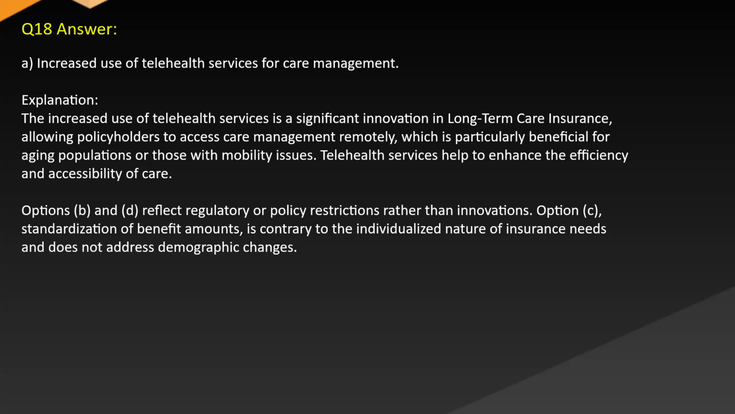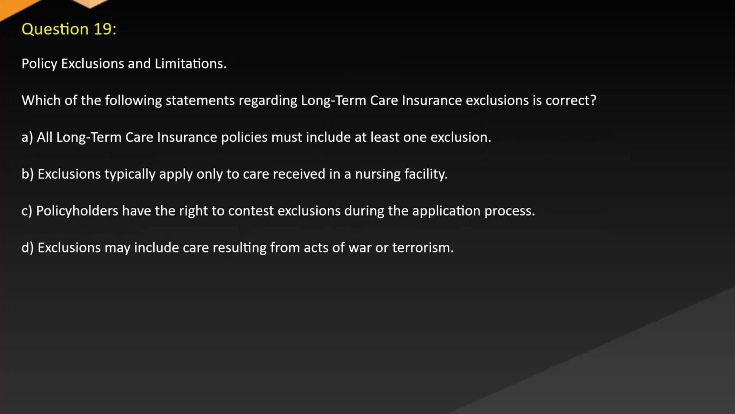Options B and D reflect regulatory or policy restrictions rather than innovations. Option C, standardization of benefit amounts, is contrary to the individualized nature of insurance needs and does not address demographic changes. Question 19. Policy exclusions and limitations.